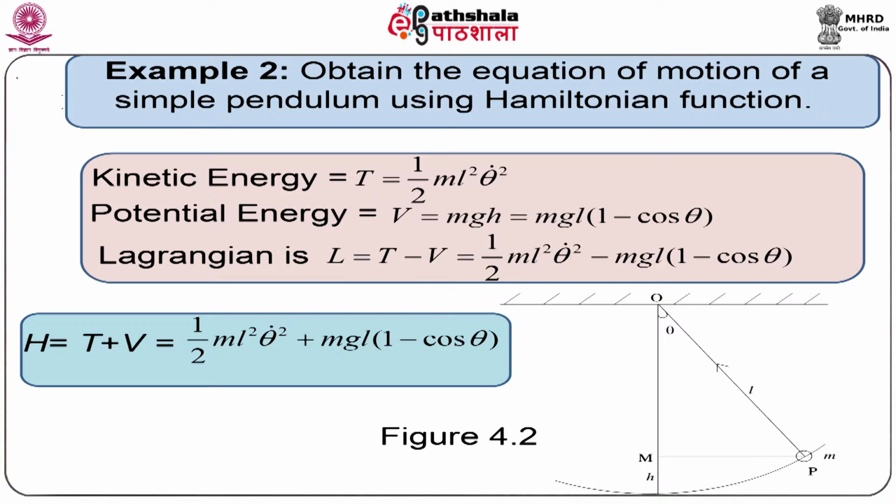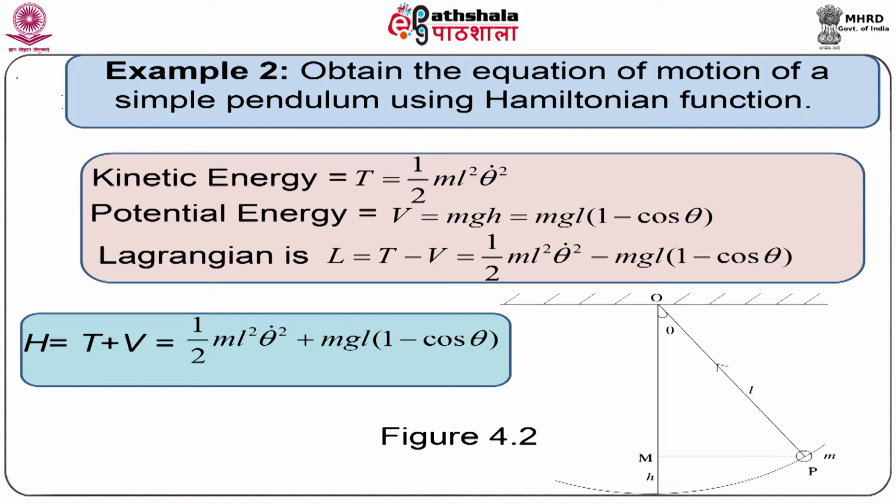Therefore, the Lagrangian of this system is given by L equal to the difference between kinetic energy and potential energy. So, we have L equal to capital T minus capital V, equal to half m L squared theta dot squared minus m g L into (1 minus cos theta). The sketch of the physical problem can be found in the previous chapter, that is module 4 of chapter 3.